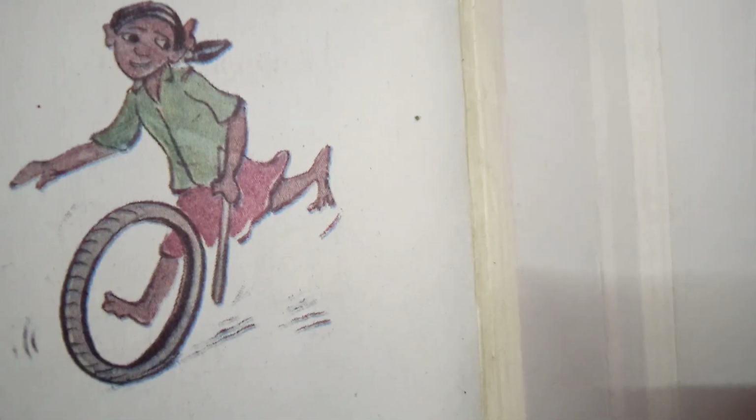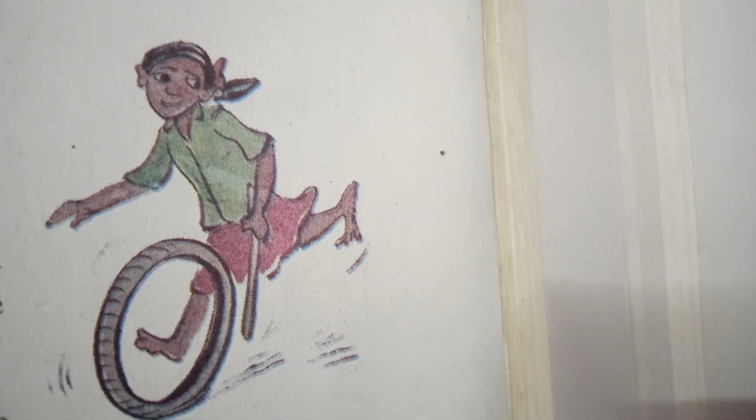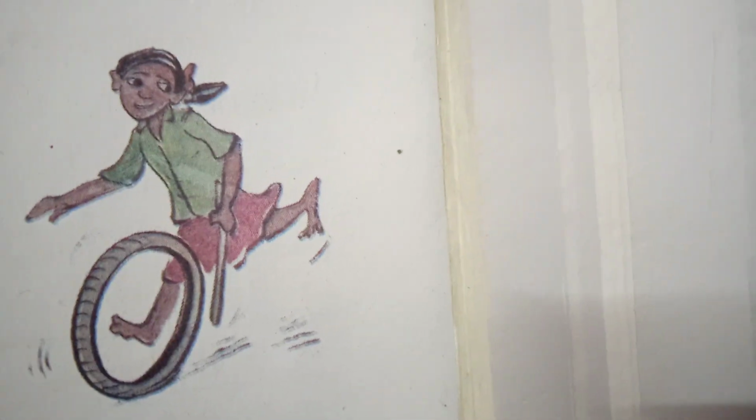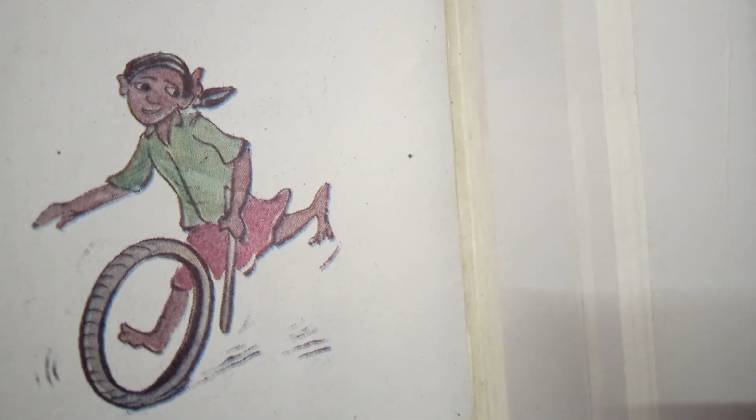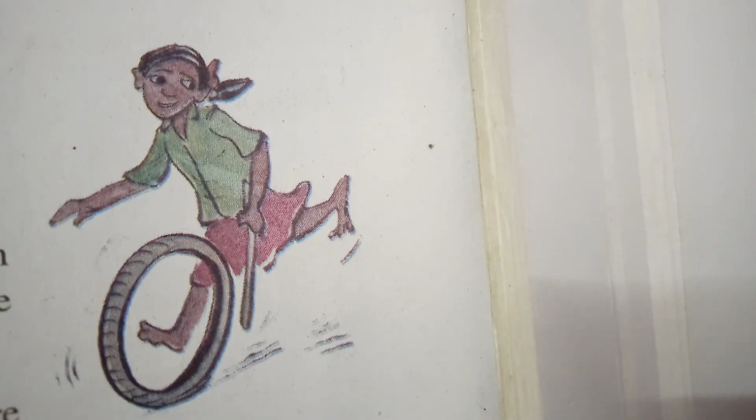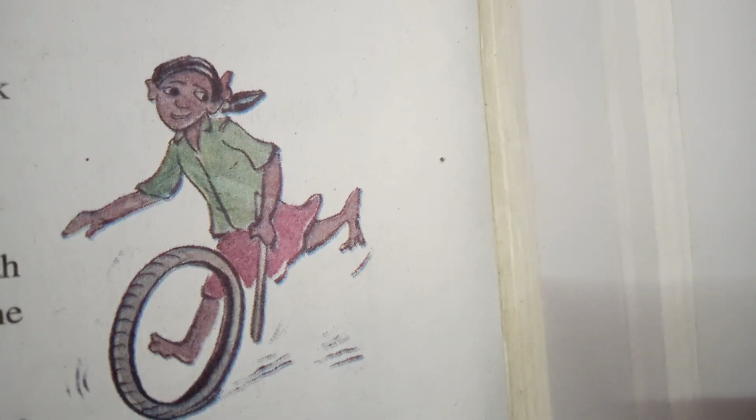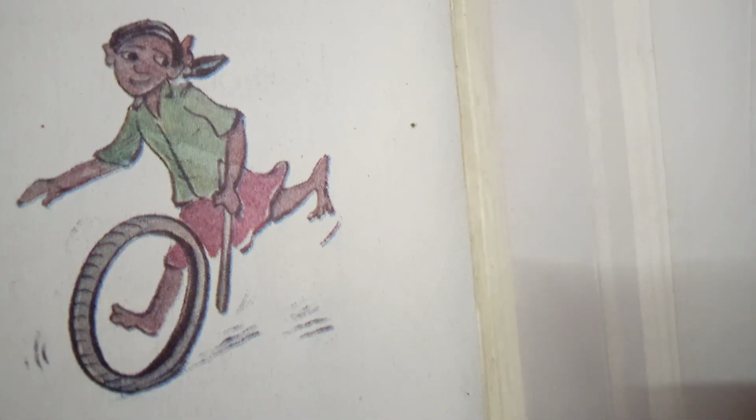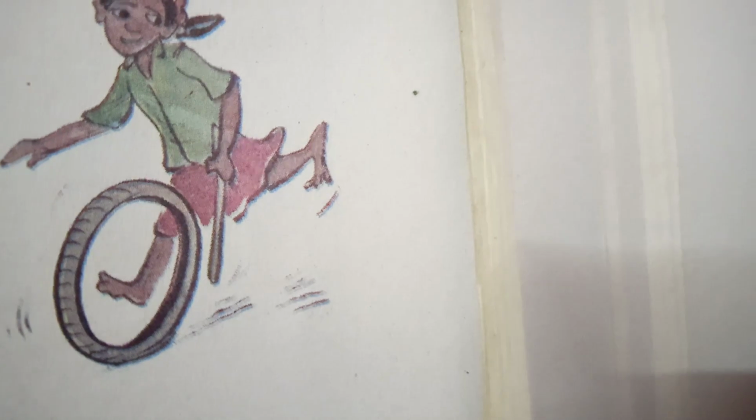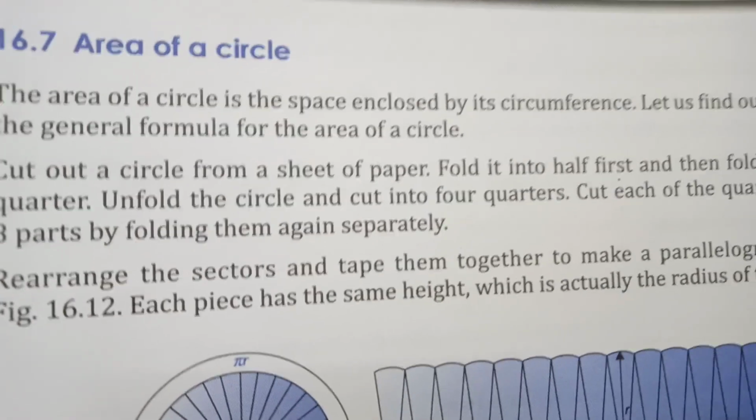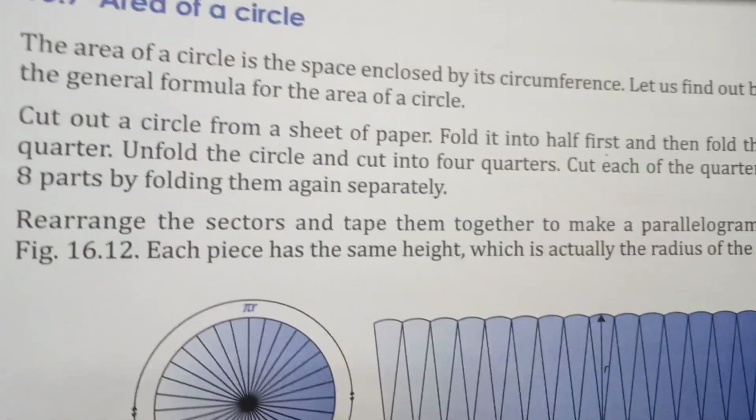Here you are observing in the figure, a girl is rolling a wheel, a tire. When it completes one revolution, whatever the distance it moves is the circumference. One complete revolution is called the circumference of the circle.